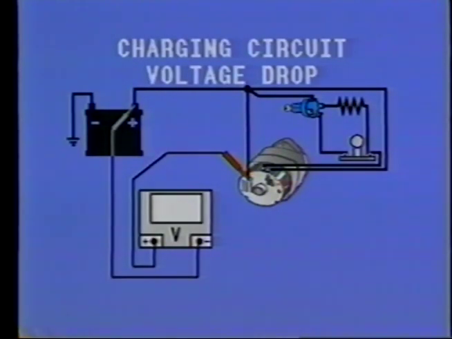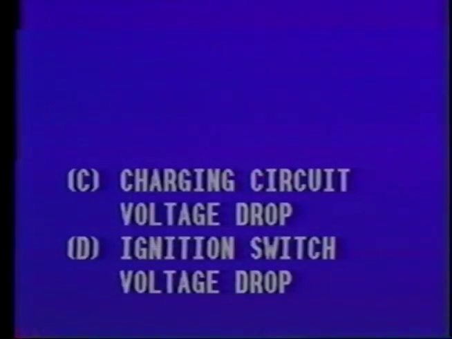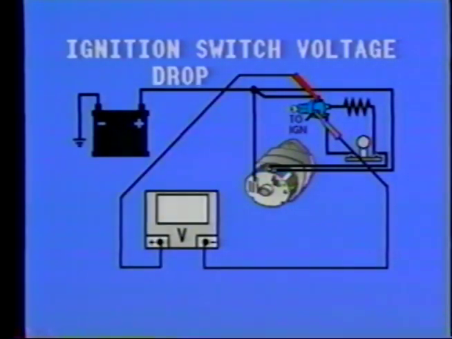The meter setup shows the proper voltmeter hookup to look for resistance in the insulated feed side of the charging system. Notice anything different about this circuit? In the charging circuit, the alternator is the power supply and the battery is the load. The last response, D, ignition switch voltage drop, is incorrect. However, an ignition switch voltage drop test is important for problems such as low current or voltage in the primary ignition circuit. To hook the meter up correctly in that case, the lead should be connected to the battery and ignition terminals of the ignition switch.